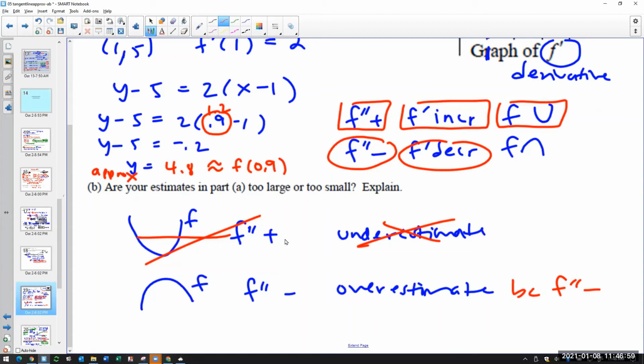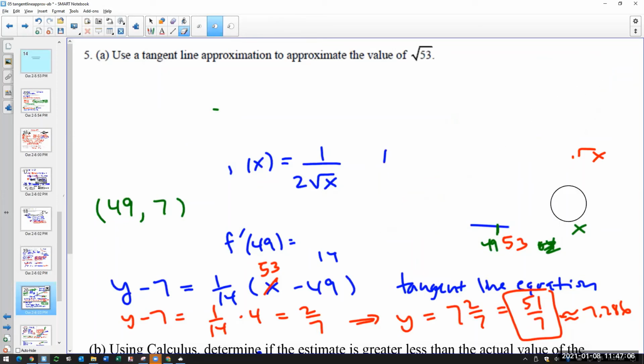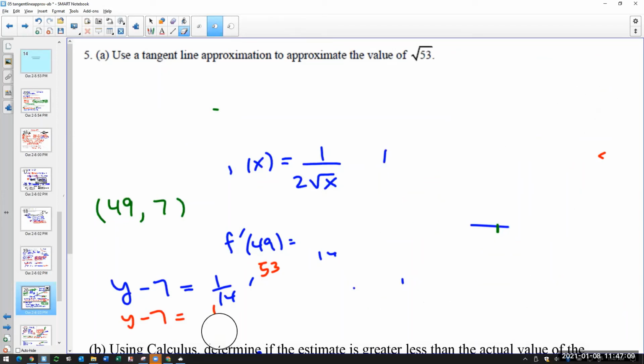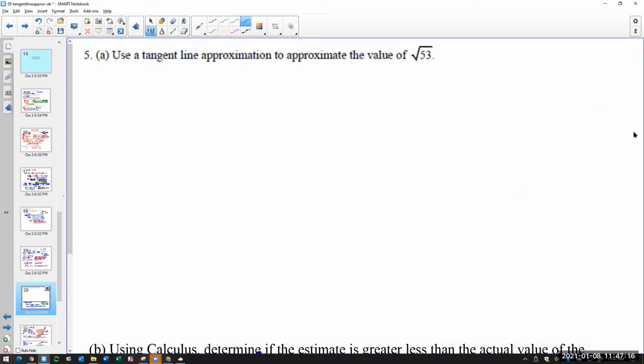Number 5, okay. So let's look at 5. Guys, you have a question on your test almost exactly like this, okay? And the biggest problem with this question is that students look at it and have no idea where to start, okay? So can I encourage you guys, when you see tangent line approximation, please just put point and slope, okay? We'll figure things out as we go. Point and slope. All right.